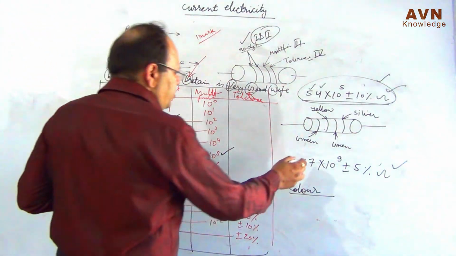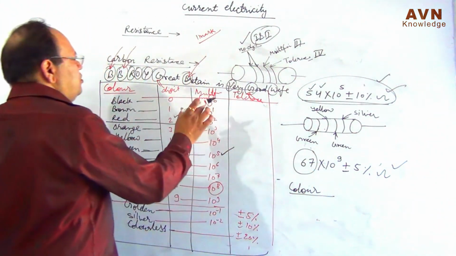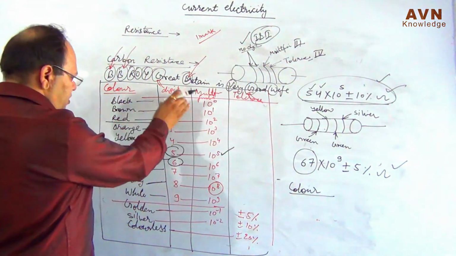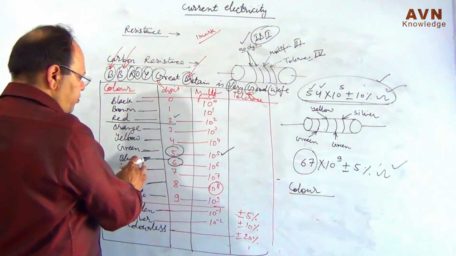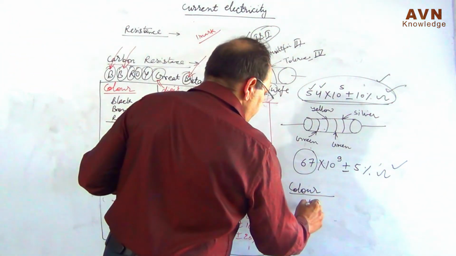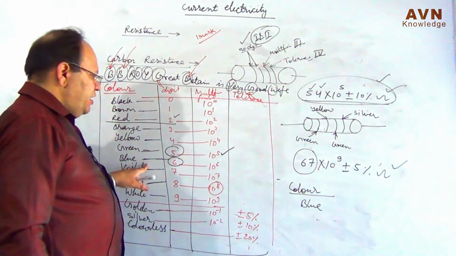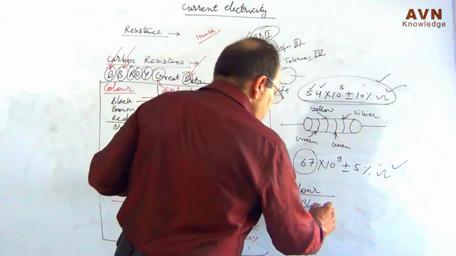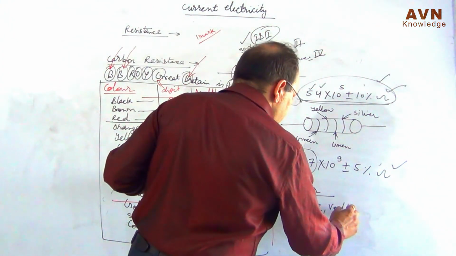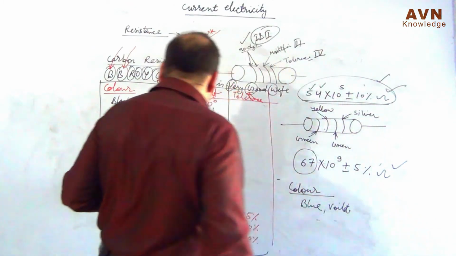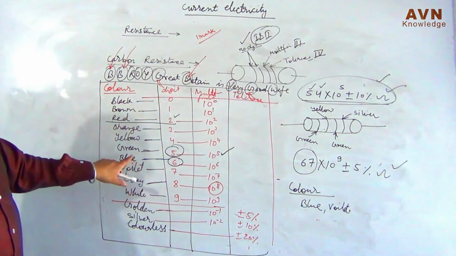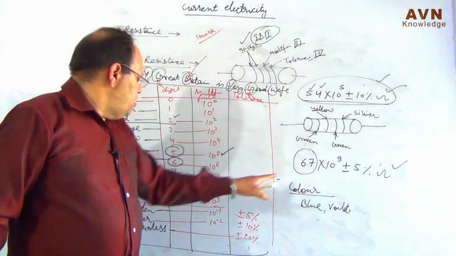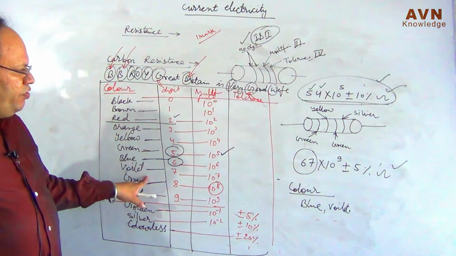What do the first two digits show? The first two digits show the number. First is 6, for blue. So the first color is blue. Second is 7, for violet. So 67: 6 is blue, 7 is violet. So blue and violet make the number.